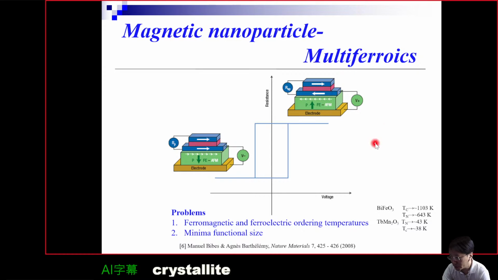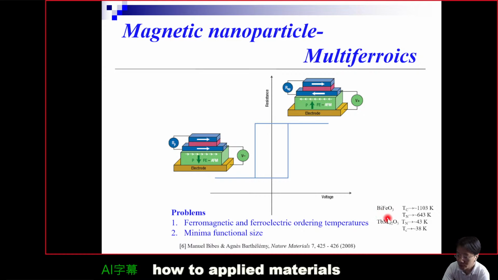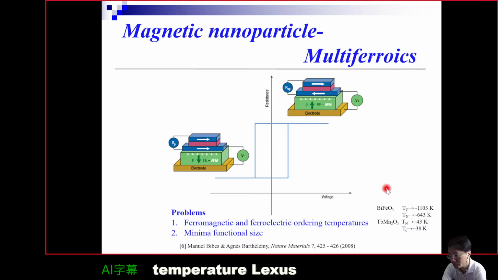Another issue is that this is for type 1 multiferroics. For type 2 multiferroics, the ordering temperature is too low. That means even at room temperature, it cannot hold magnetic or electric ordering, so it is always in a random state. So it is also not applicable. So one issue is how to find a material that has a suitable working temperature. This is the first issue.